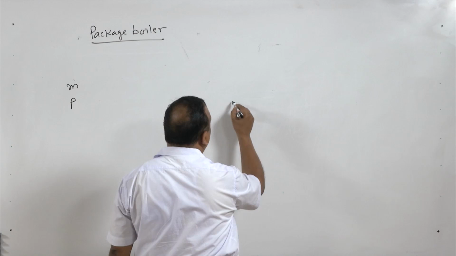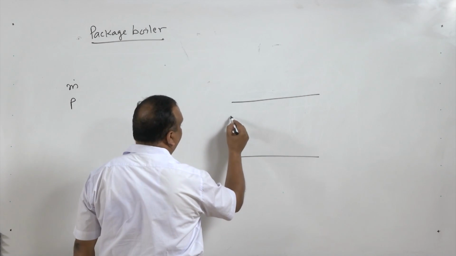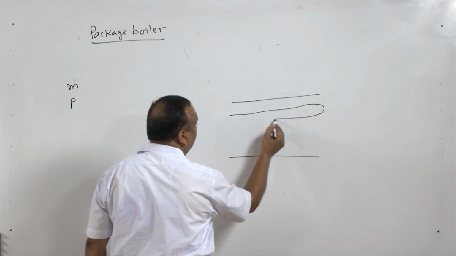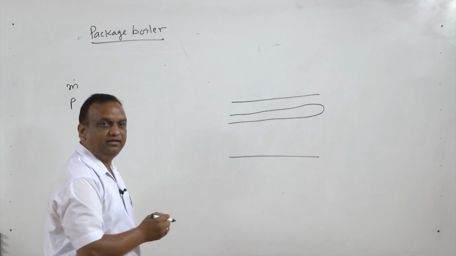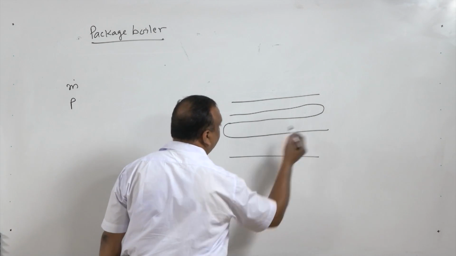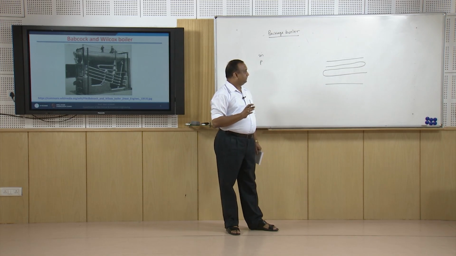Now what we can do in a shell, water is entering from this side, then it can take a U-turn and return to the same side, then again there is a U-turn and then again it can take a U-turn and leave from this side. This will reduce the size of the boiler.